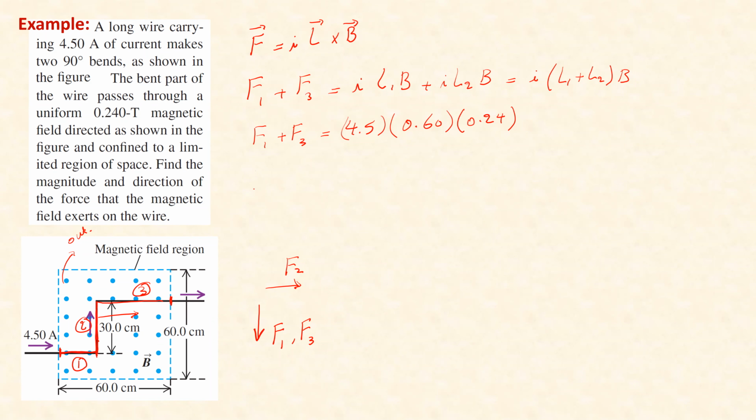And F2 is I L2 times B. L2 is 30 centimeters, so will be half of that. 4.5 times 0.3 times 0.24. So how much is that? 4.5 times 0.3 times 0.24. So it becomes 0.3888.